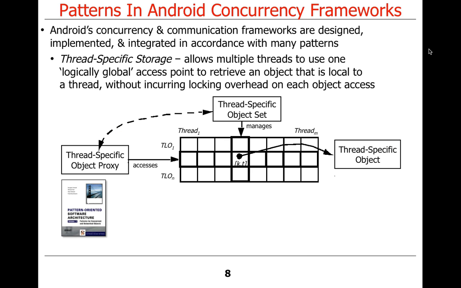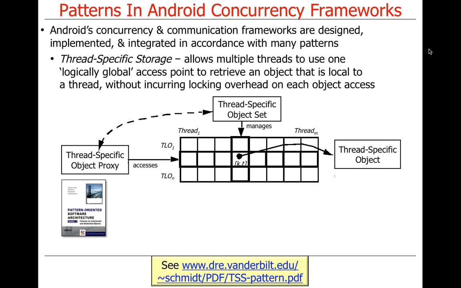OK. Another pattern that appears in Android as well as Java, but we're talking about Android here, is called thread-specific storage. Let me first see if anybody recognizes the following legacy abstraction. Anybody here know what errno is? Which is spelled E-R-R-N-O. Errno. Does anybody remember what that is?